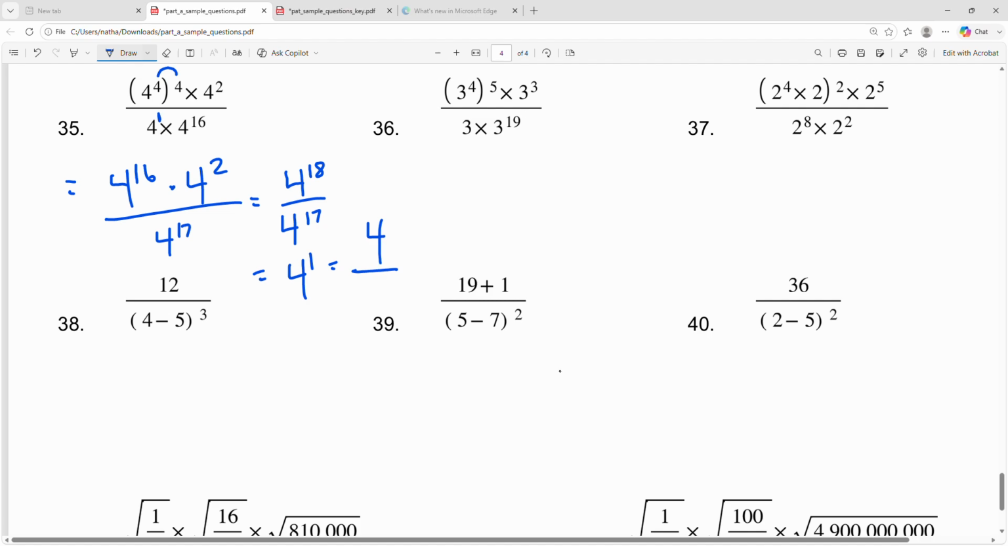Okay, next. Once again, this is multiplication because we have an exponent to an exponent. So we're going to get 3 to the 5 times 4. 5 times 4 is 20, times 3 to the 3.